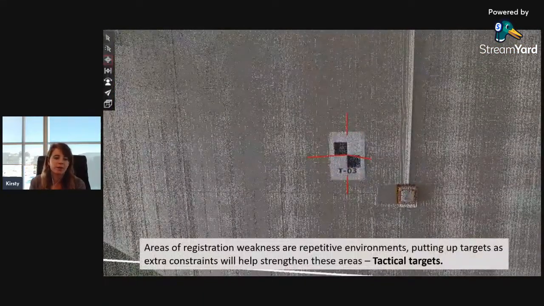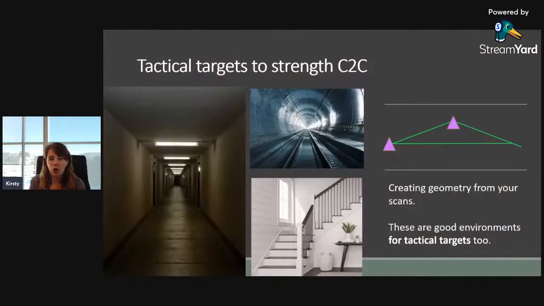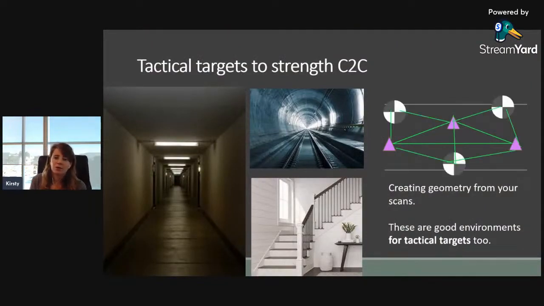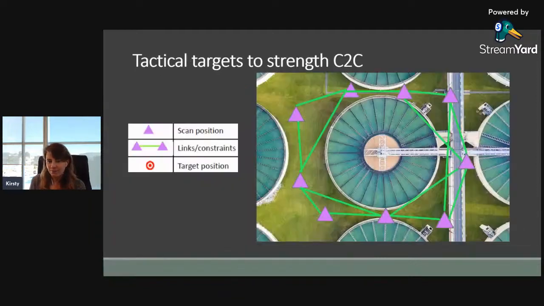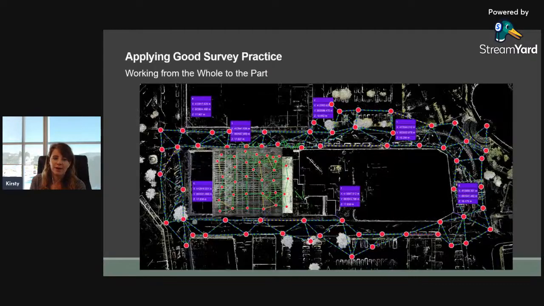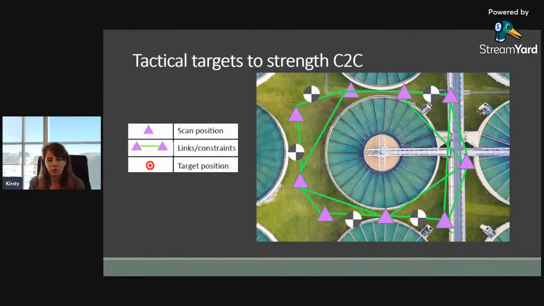So repetitive environments, just putting up those targets will help strengthen those areas. So going back to that example from before along the corridor, simply putting up some extra targets, you'll get some extra constraints there for how these link together. And the same for here, just add in some extra information to strengthen all of the ways it's connected.